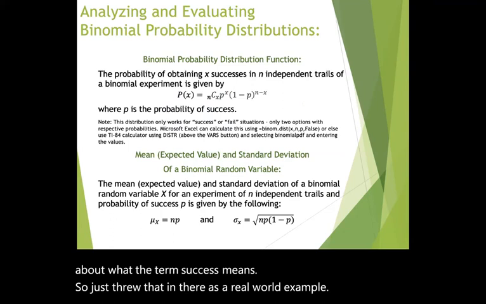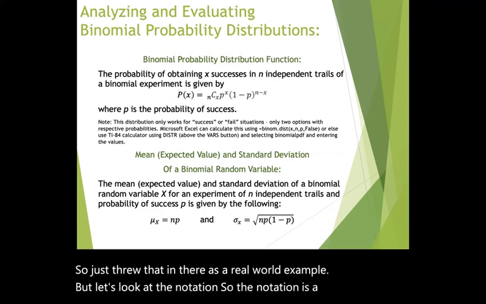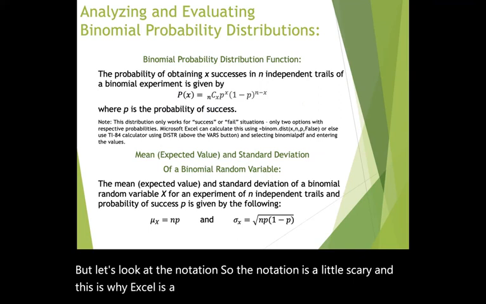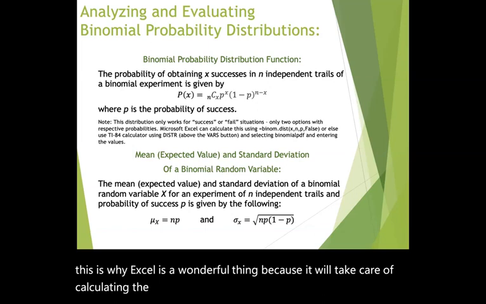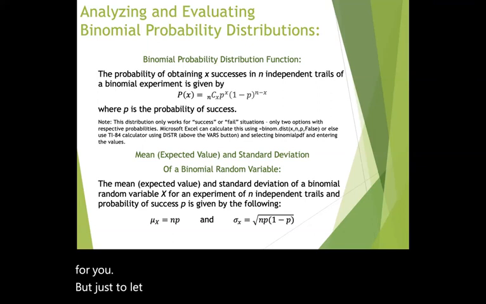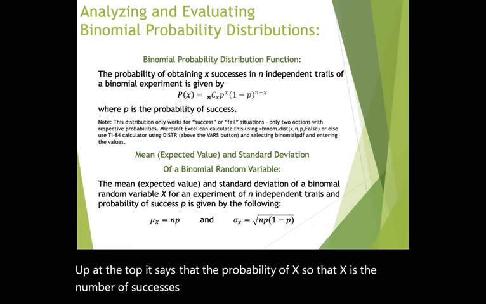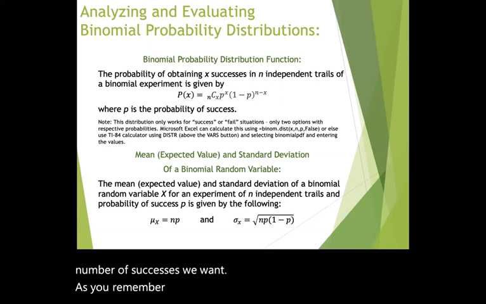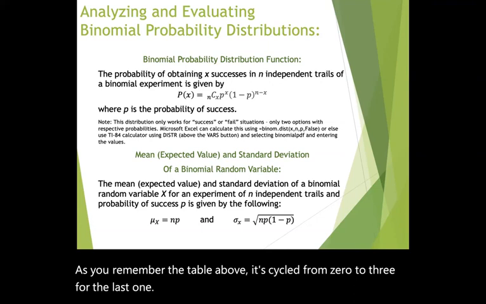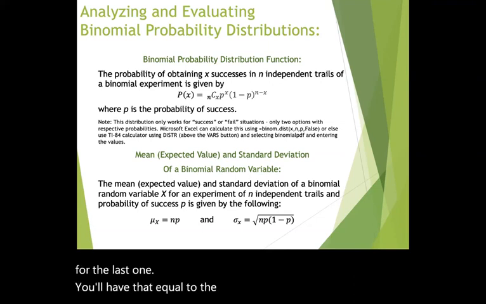But let's look at the notation. The notation's a little scary, and this is why Excel is a wonderful thing, because it will take care of calculating the binomial probability distribution for any value of X for you. But just to let you know what it looks like, up at the top, it says the probability of X, where X is the number of successes we want. As you remember in the table above, it cycled from 0 to 3 for the last one. You'll have that equal to the number of ways to choose those items in that way.